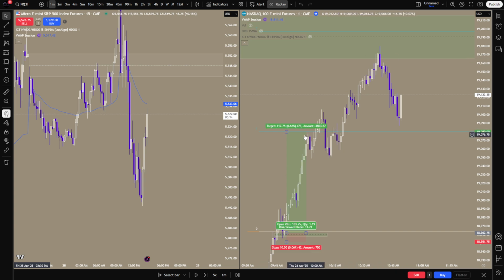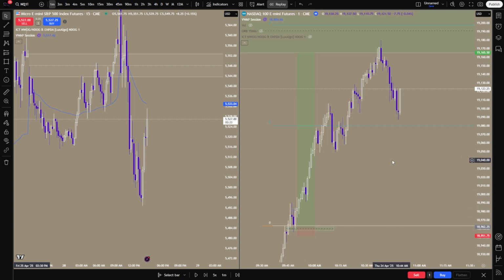Full TP. And let's see, this one for first TP would have given you about 471 ticks, and full TP would have given you, let's see, I think around 800 ticks, right? So yeah, about 800 ticks for a full TP. So that was Thursday's example.